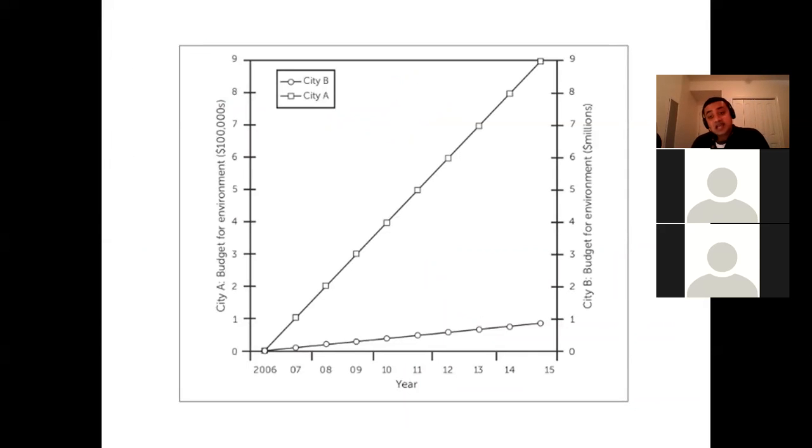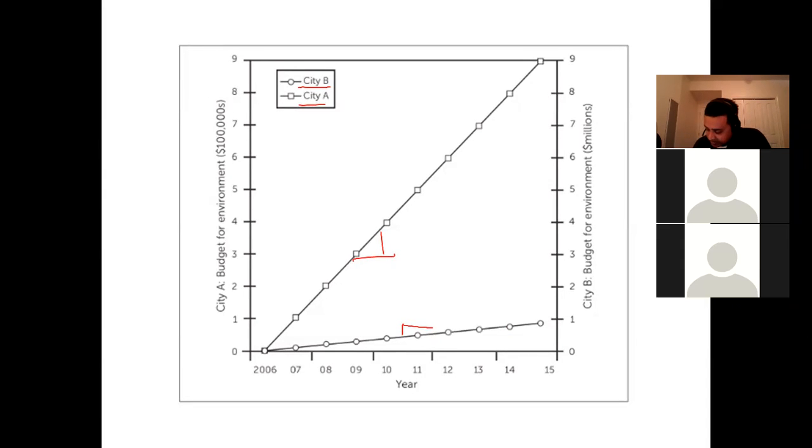Again, pay attention to the scale. So you have city B and city A. It looks like city A has been increasing its budget for the environment every year. It looks fantastic, great slope. On the other hand, city B, they've hardly increased their budget for the environment.